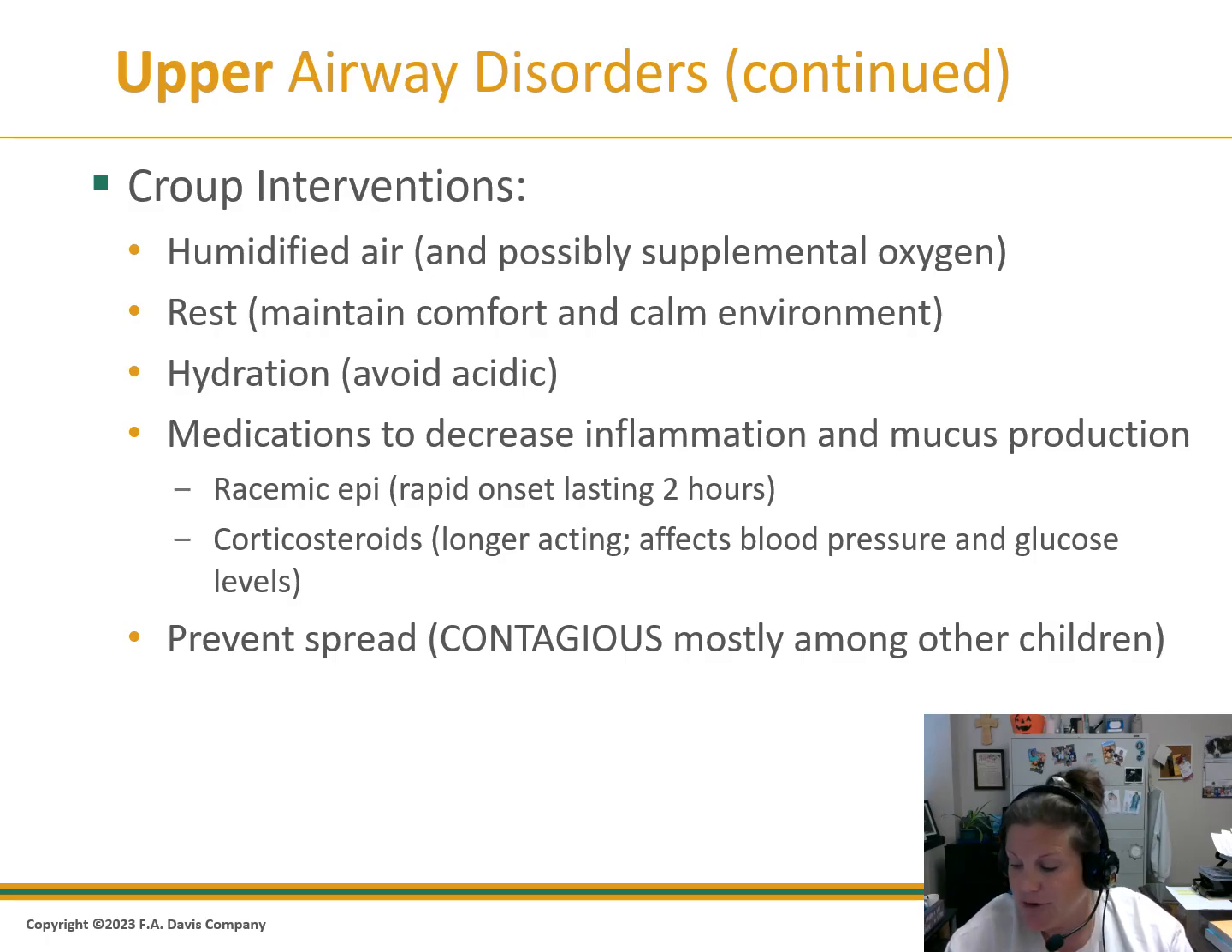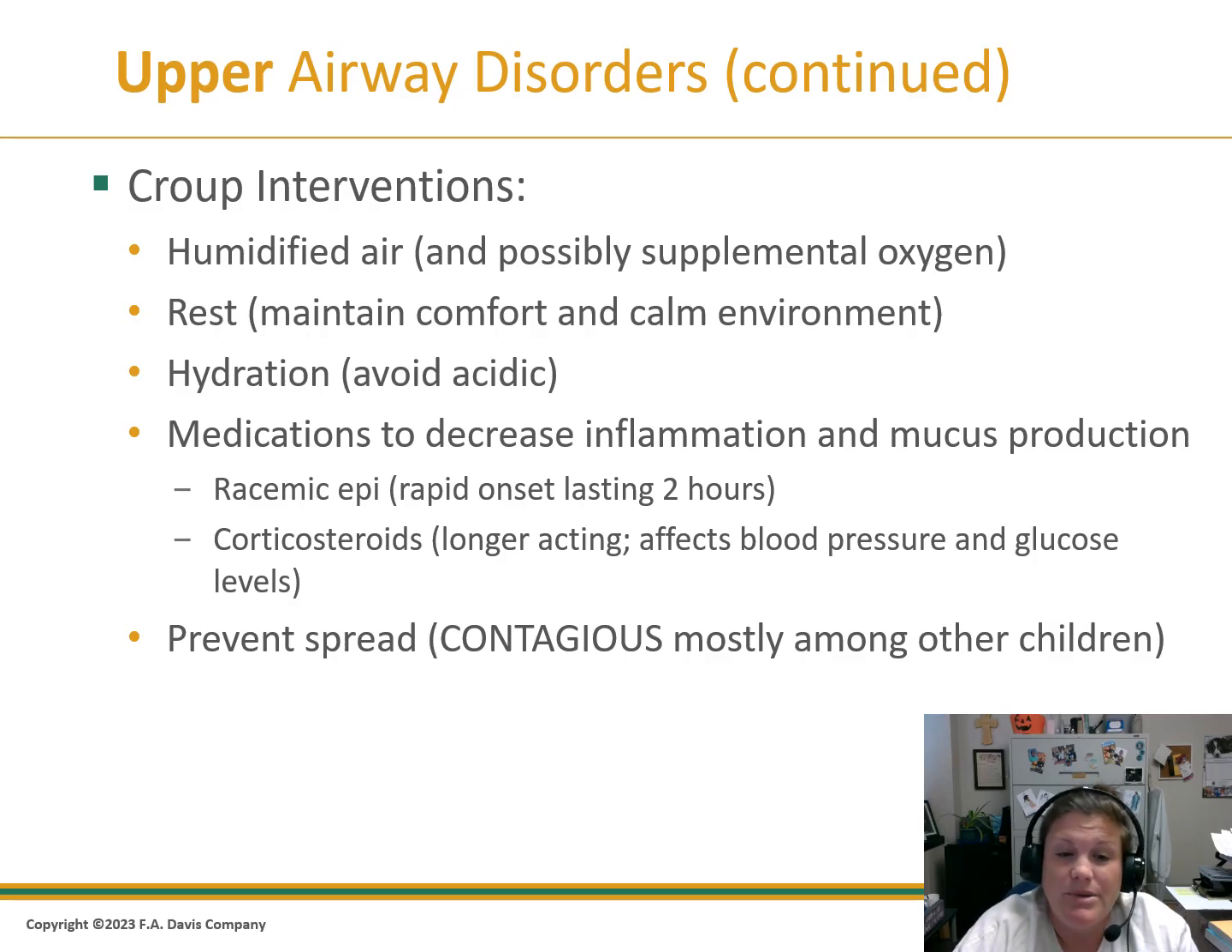So what do we do about croup? The interventions for croup include humidified air, because this is something that is resulting in inflammation and secretions, so we want to try to thin that, help counteract that inflammation, making it easier for them to breathe. If they're hospitalized, they're likely going to be on supplemental O2. They're going to need to rest a lot. We want them in a comfortable and calm environment so that they can heal and get better. We want them to stay hydrated, but we're going to avoid anything acidic that's going to then cause more discomfort for them. The patient will likely need some medications prescribed that will decrease inflammation and minimize mucus or sputum production.